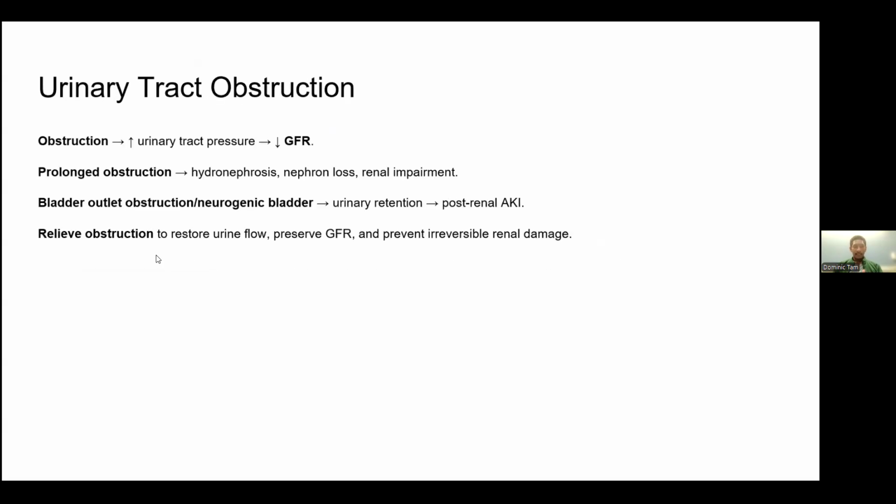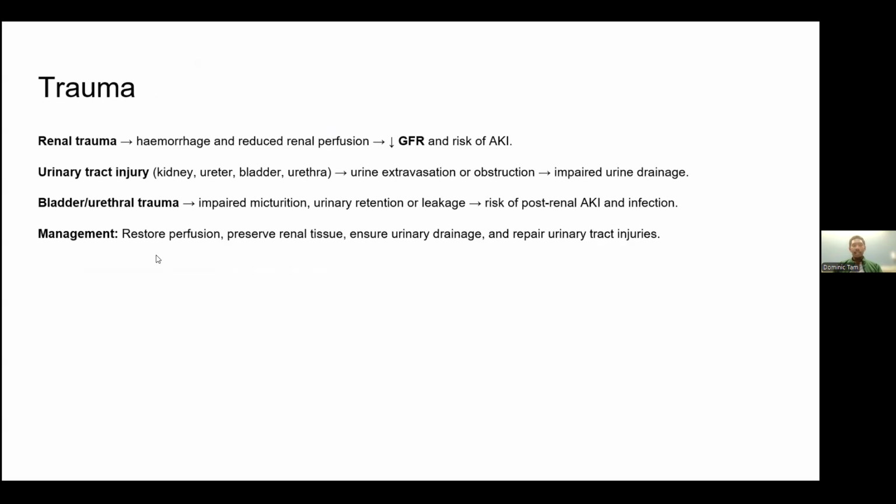Similar to our patients who have some degree of trauma, renal trauma, any degree of trauma, right? Hemorrhage and loss of functional tissue result in a reduced amount of renal perfusion and a decreased GFR. Severe blood loss can produce a pre-renal AKI through hypovolemic shock, while direct renal parenchymal injury can cause intrinsic renal dysfunction, right?